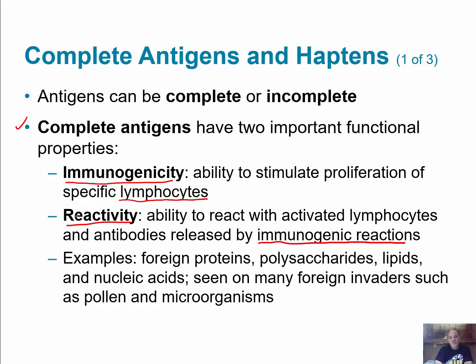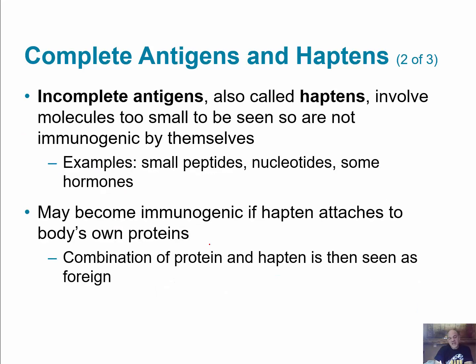Examples include foreign proteins, polysaccharides, lipids, and nucleic acids, which are seen on many foreign invaders such as pollen and microorganisms. So these large structures like pollen and microbes that get in you would have these types of polysaccharides, lipids, or nucleic acids on them. Incomplete antigens, which are also called haptens, are molecules sometimes that are too small to be seen and are not immunogenic themselves. Examples include peptides, nucleotides, and hormones.